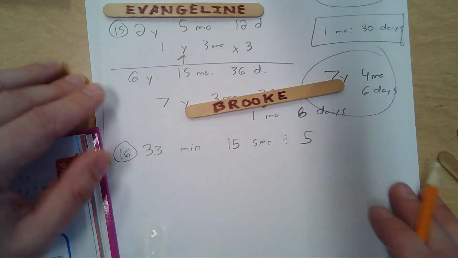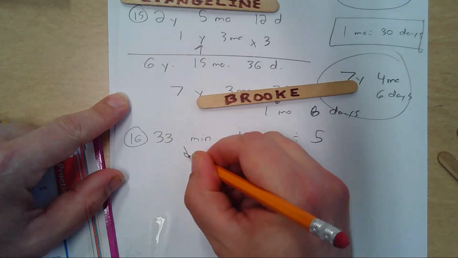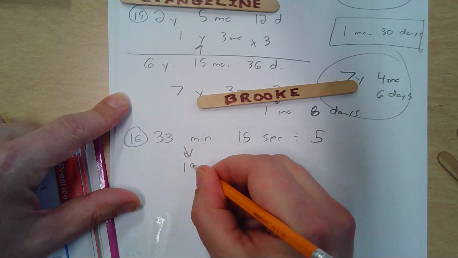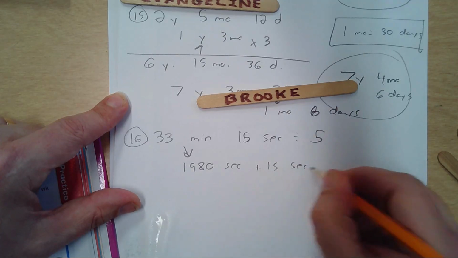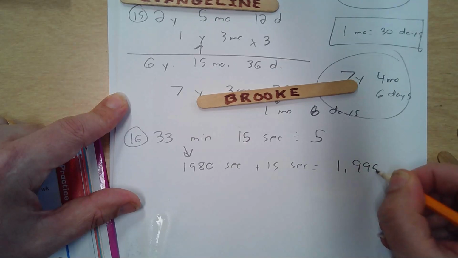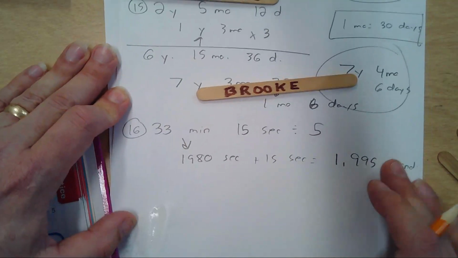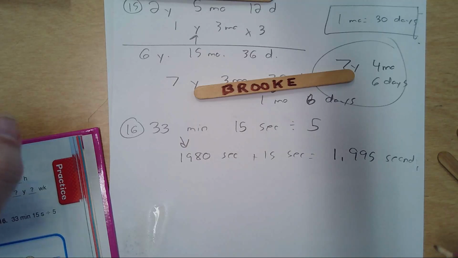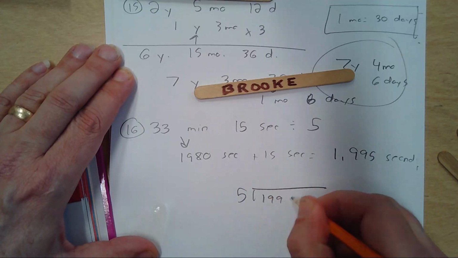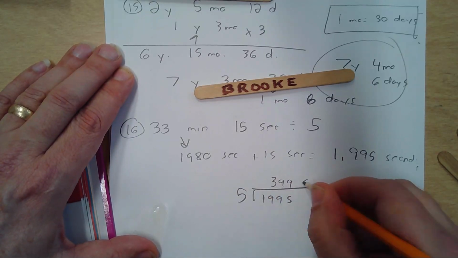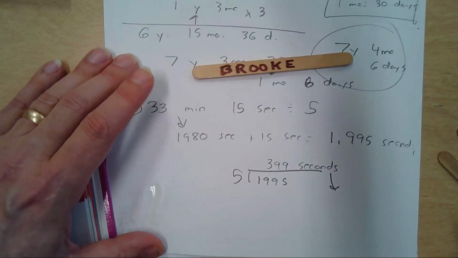Okay, so first, I converted 33 minutes into 1,980 seconds, and then plus 15, which is 1,995 seconds. Right. And then I divided that by 5, and I got 399 seconds. Then that divided by 60 is 6, and then I got 36 minutes, 39 seconds.